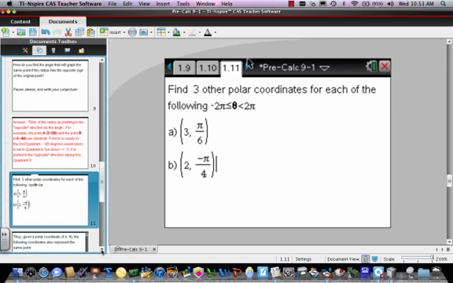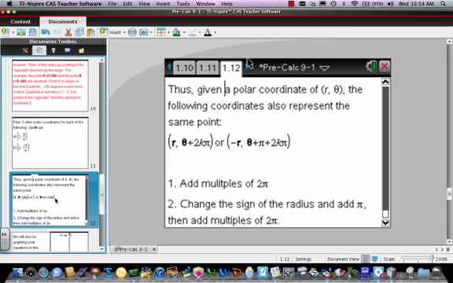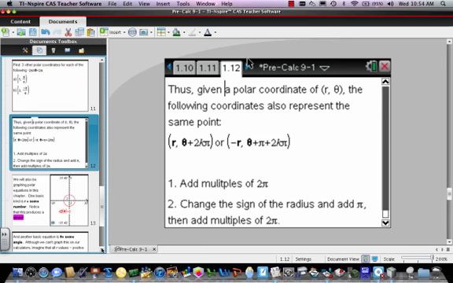Here's a general idea about how to do that. If you have a particular polar coordinate, remember polar coordinates are always 2 features, the r and the theta. You could represent them in this fashion. By adding multiples of 2 pi, you'll get to the same spot. Change the sign of the radius and add pi, then add multiples of 2 pi. That's kind of confusing. Usually we'll just reason it out a little bit. We'll show you how that works more in class.